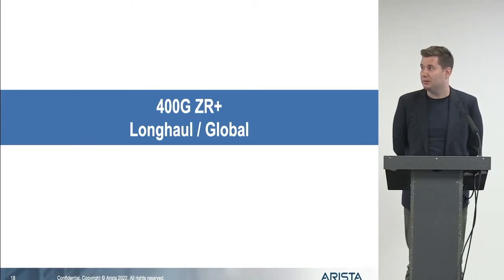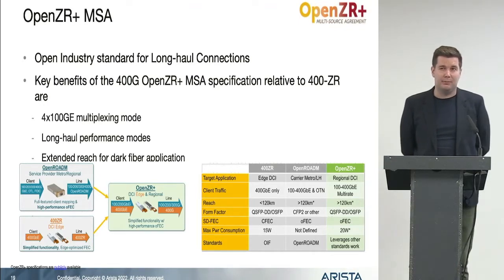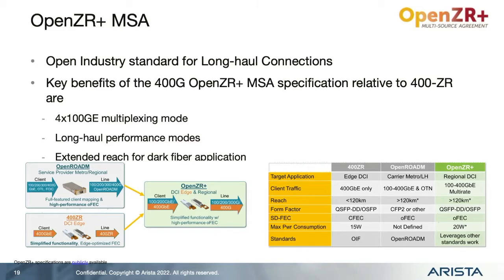And then we also have ZR Plus, which can potentially do longer distances. ZR Plus really came from a multi-source agreement called OpenZR Plus. OpenZR Plus is really a merging of the ZR standard, that is the 400G-ZR standard, with something called Open ROADM. Part of Open ROADM was the need for 100, 200, and 300 gigabit Ethernet links as well. And really that's merged into what is now OpenZR Plus, or colloquially known as ZR Plus.